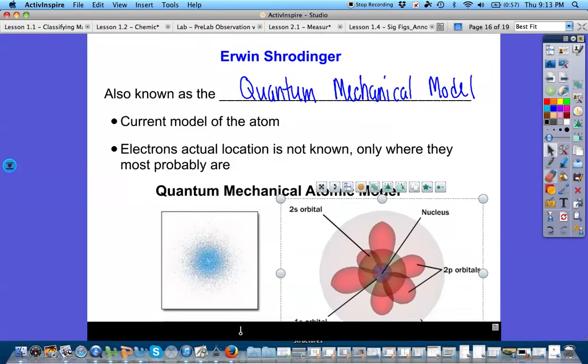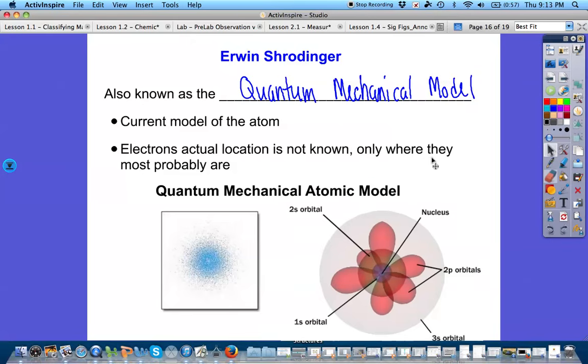And so what he said that is different is that electrons' actual location is not known. We only know where they most probably are. So I know I only gave you one box for Schrödinger, but I want you to be familiar with both of these pictures. They're used frequently throughout the textbook and throughout my notes and different things like that.